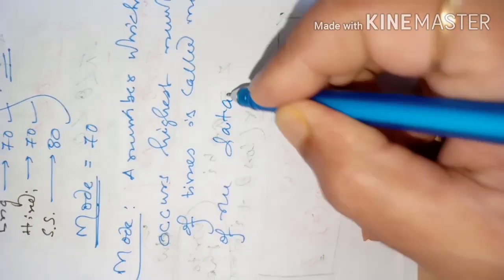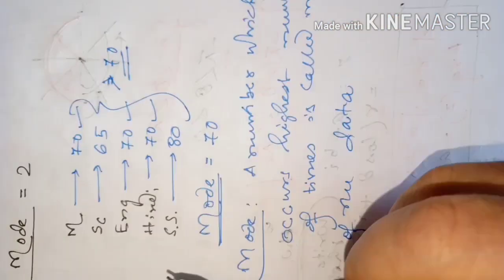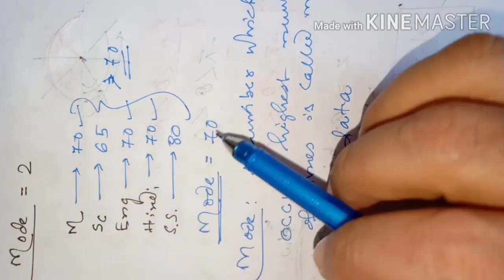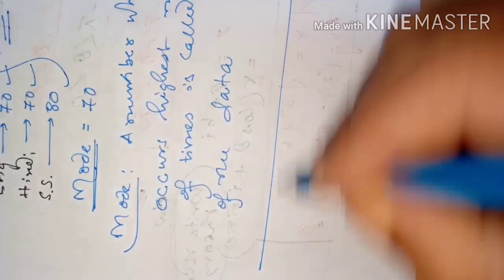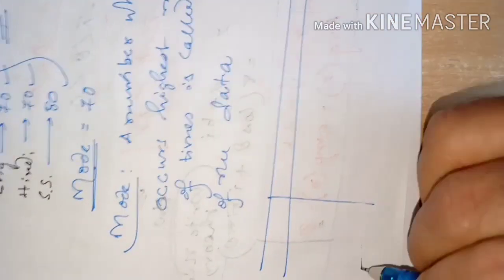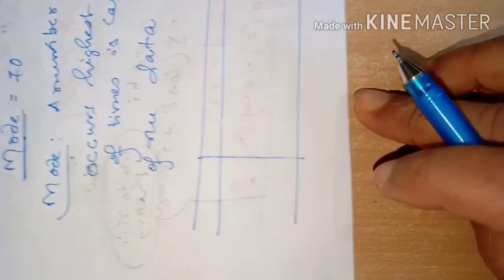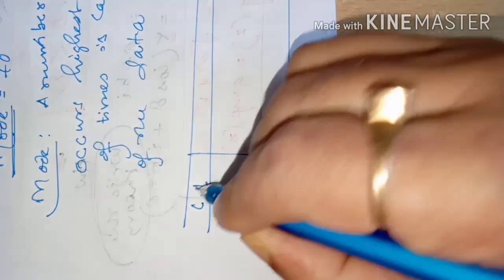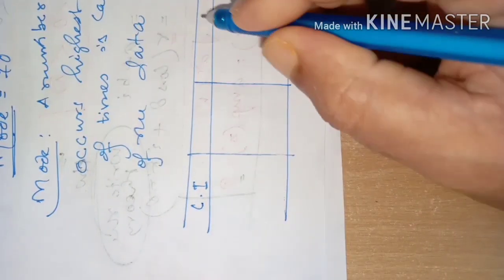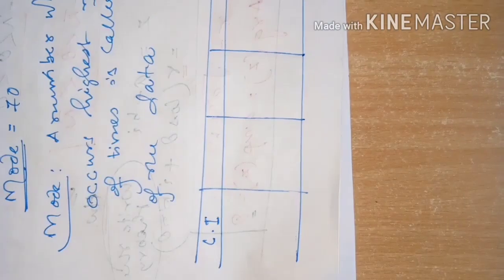Now see, mode you can find out from this kind of information in a very easy way, because you know which number is occurring maximum number of times. But if you have to find the mode from a grouped frequency distribution, suppose class intervals are there, and from there you have to find out the mode, then we have a formula for that.